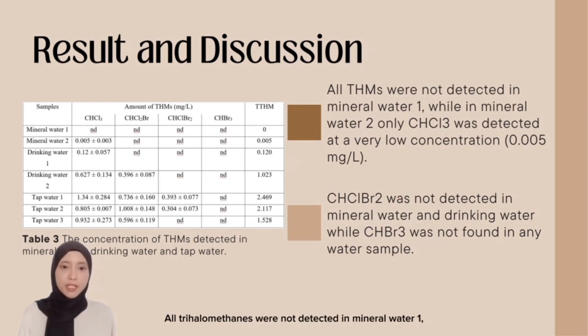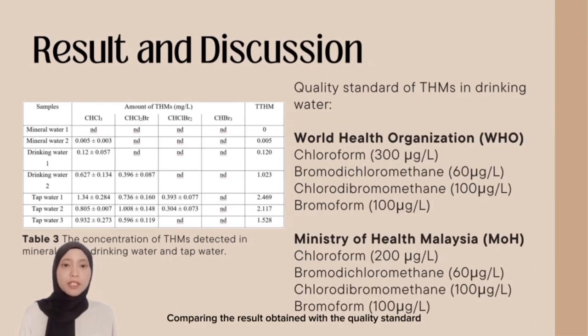All trihalomethanes were not detected in mineral water 1, while in mineral water 2, only chloroform was detected at a very low concentration. Dibromochloromethane was not detected in mineral water and drinking water, while bromoform was not found in any water sample. Comparing the result obtained with the quality standard of trihalomethanes in drinking water by the World Health Organization and Ministry of Health Malaysia, the compounds present have exceeded the acceptable limit of trihalomethanes in drinking water.